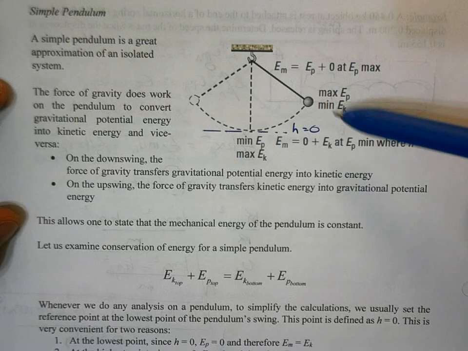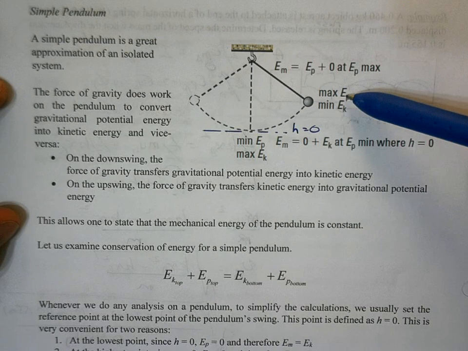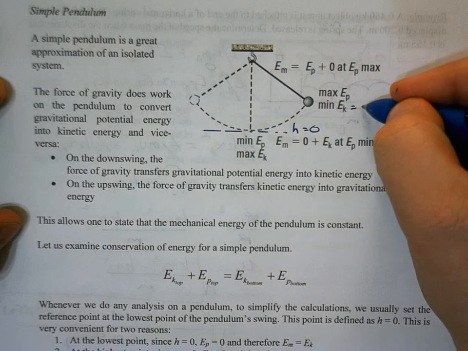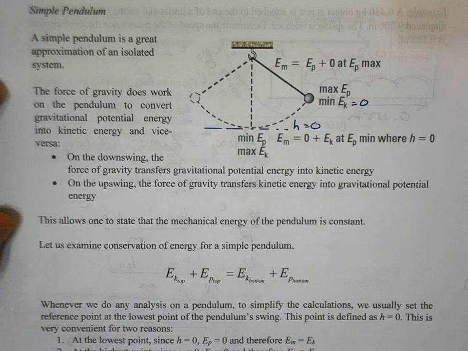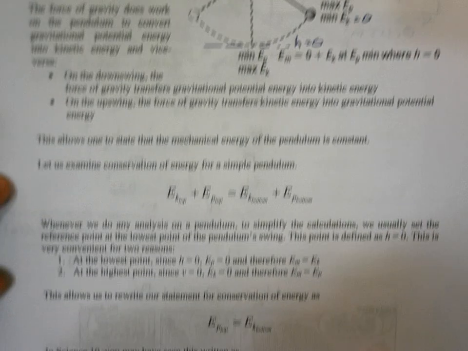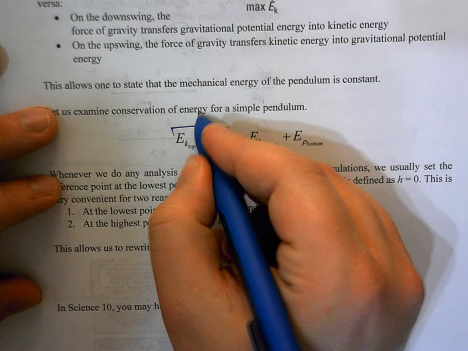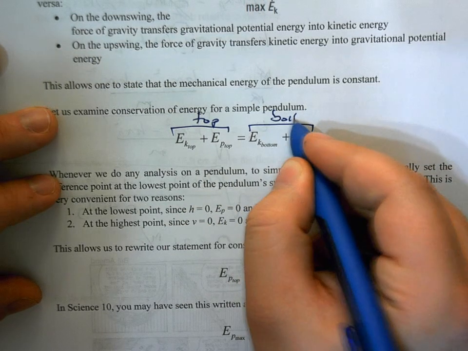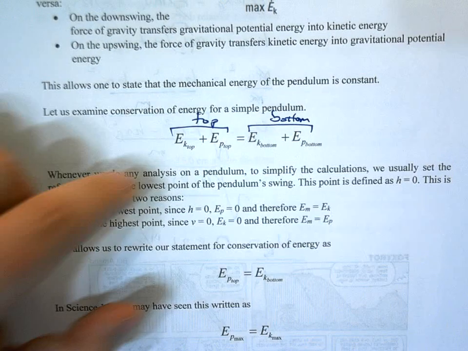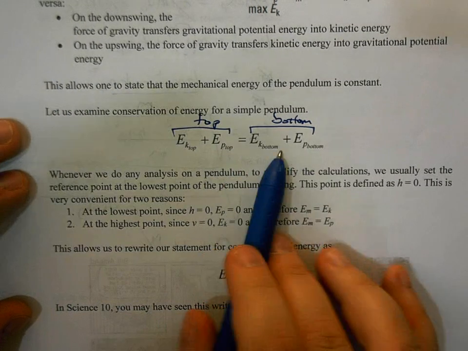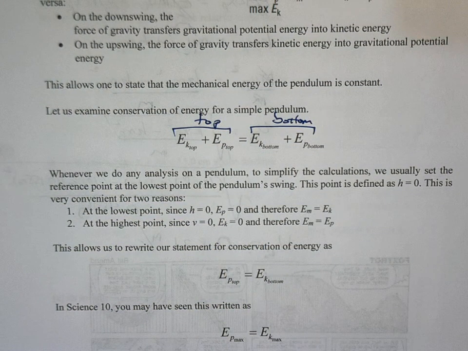And then when we're at maximum height, we know that we're going to have maximum potential energy, because this is where we're going to have minimum kinetic energy, or 0 kinetic energy, just because we're at maximum height. So we can expand out our statement for conservation of energy. We have this piece for the top of the swing. We also have this piece for the bottom of the swing. So at the top of the swing, we have this EK top plus EP top. And then when we get to the bottom, we have this EK bottom plus EP bottom.